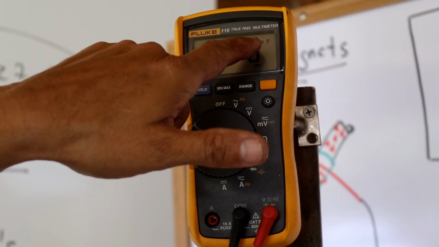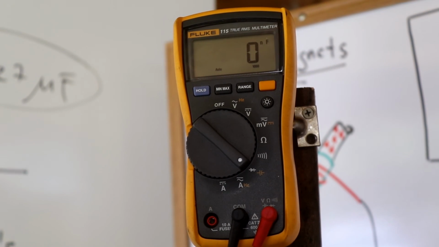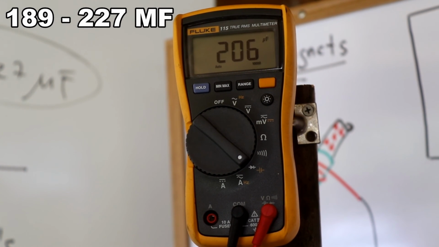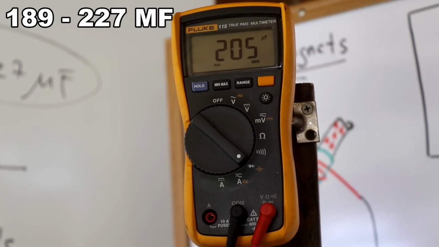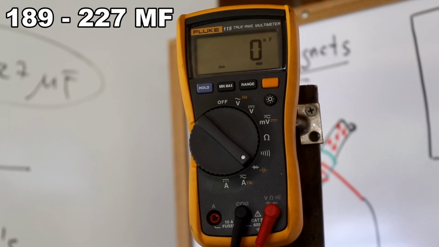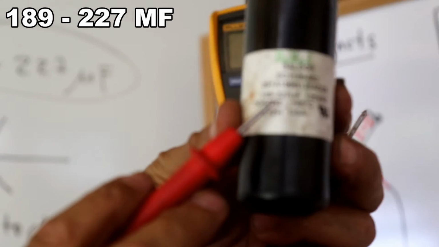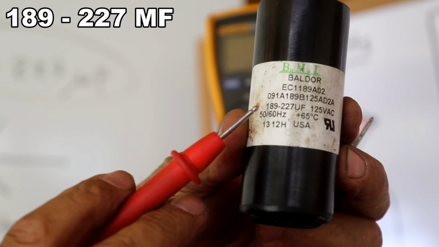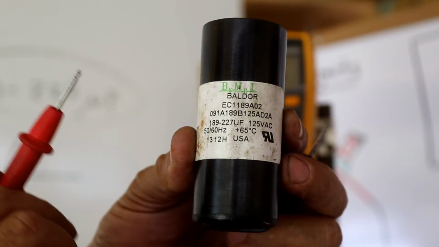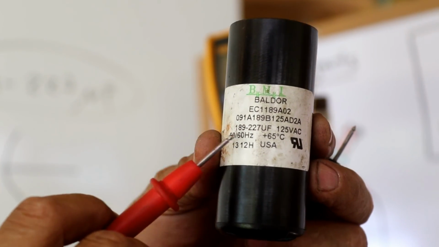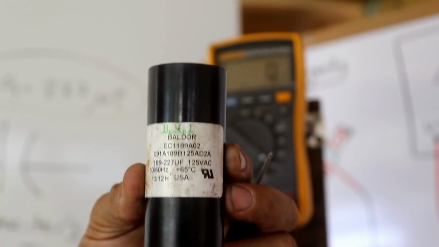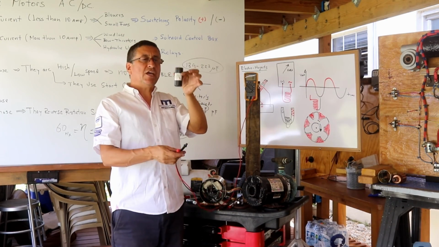Okay, and it says nanofarads. We are going to check how many farads I have here. Right now it shows 205 microfarads. The capacity range is between 189 and 227, and I have 205. This capacitor is in good condition. If the reading is higher or lower, you need to replace the capacitor with another one with the same characteristics. This is the only way to check a capacitor.